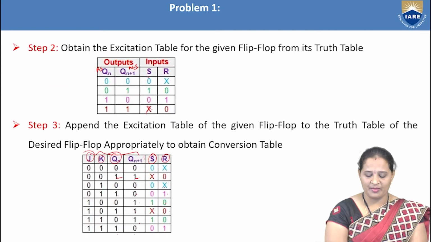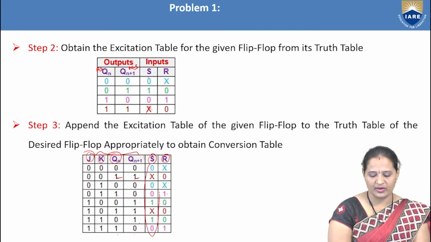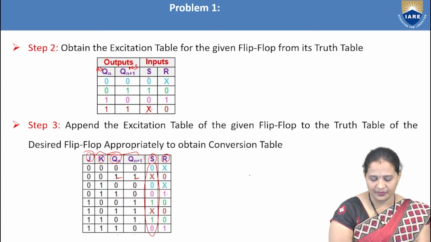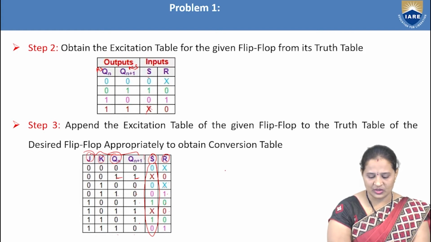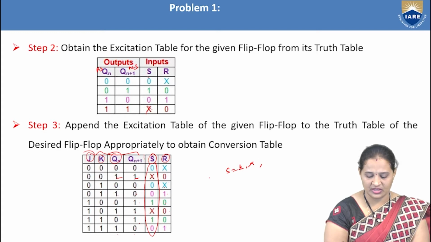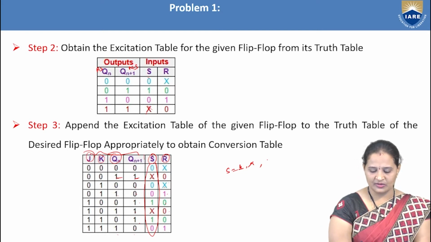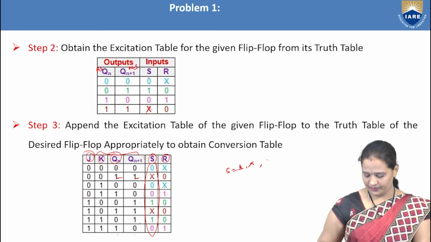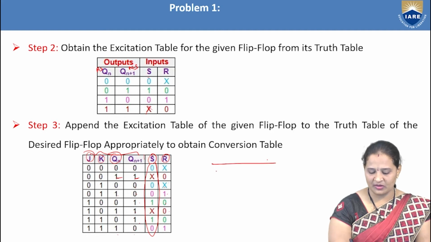For drawing this K-map, first of all, let us consider the S input. So S input is 1 for what combinations here? JK 1, 0, 0. So S input is 1 or don't care for what combinations? 1, 0. Now we have to consider that it is don't care, or else let us try to write here. So I will be drawing the K-map here.